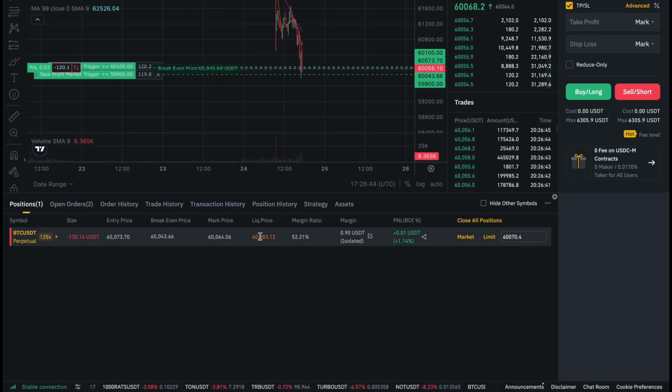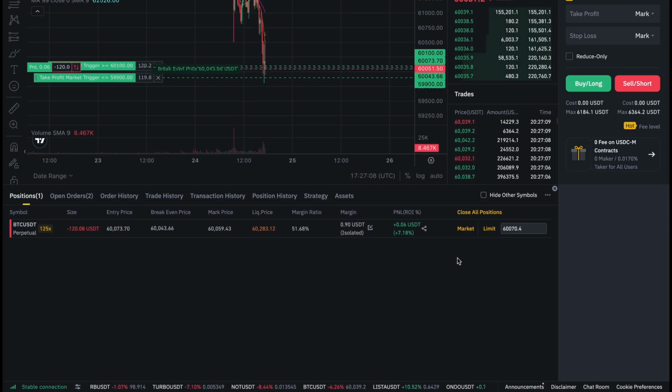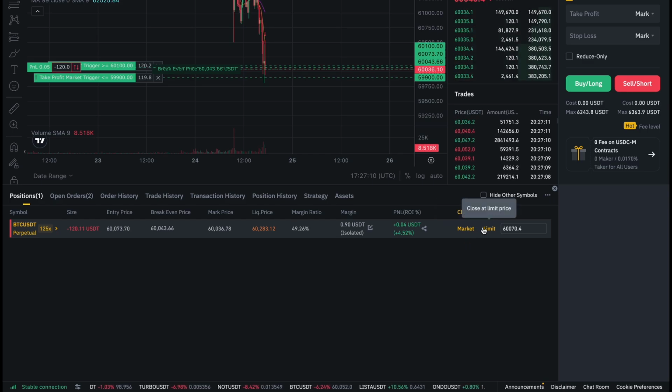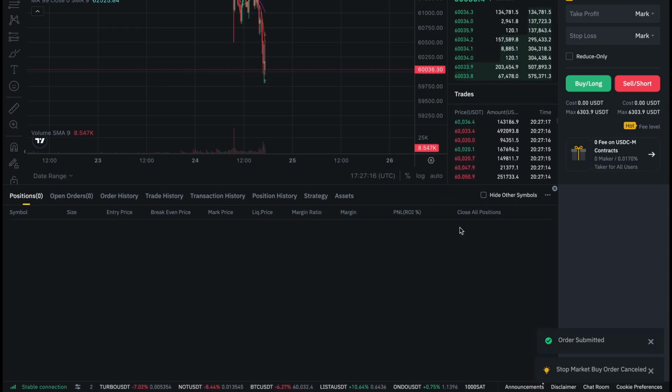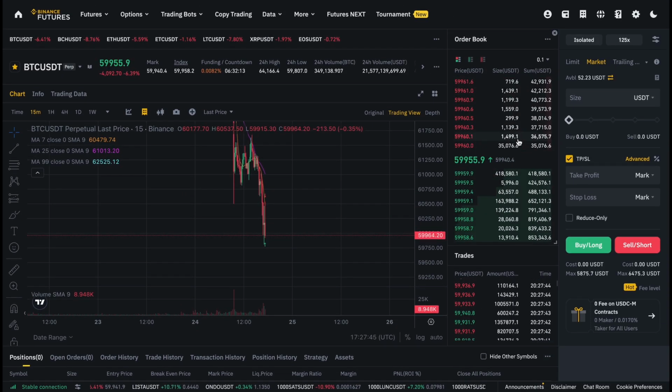Okay, so this is the liquidation price. If the price hits 60,283, I will get liquidated and lose my funds. Okay, now here I can close it at market price or I put a limit price. I want to close it now at a market price. And the order is closed. So this is how you trade futures with 125 leverage, which is not recommended at all.